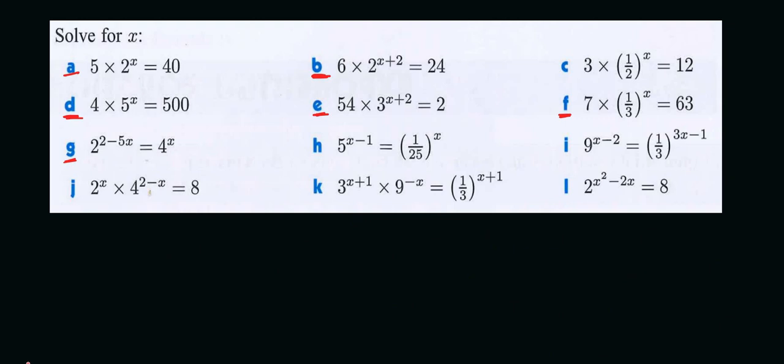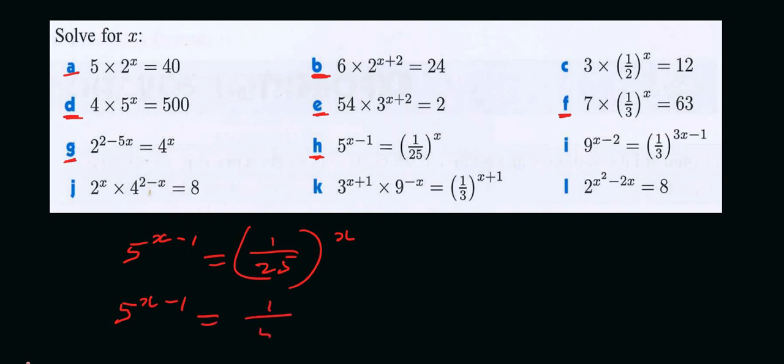All right, so let's take the next one, question H. So we have 5 exponent x minus 1 equal 1 over 25 exponent x. So recall that we have the base of 5 on the left side. Let's make the base of the denominator 5 to the power of 2. So this will become 5 exponent x minus 1 equal 1 over 5 exponent 2, exponent x.